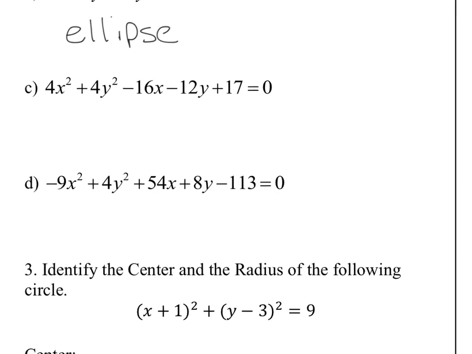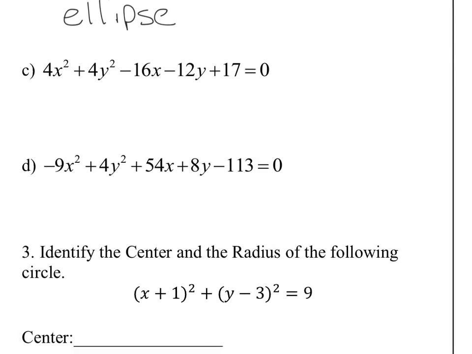Okay, and the next one, let's move this up a little bit. We have two squared terms. Both of these terms are squared, and we have a plus sign. So we know it's not a hyperbola, so it has to be a circle or an ellipse, and the coefficients are the same. So if the coefficients are the same, that means that that is a circle.